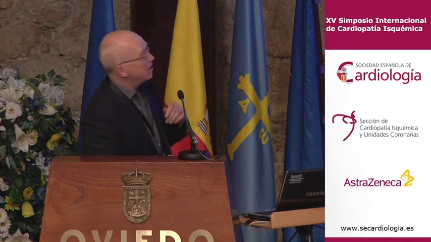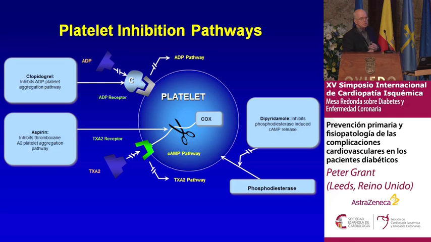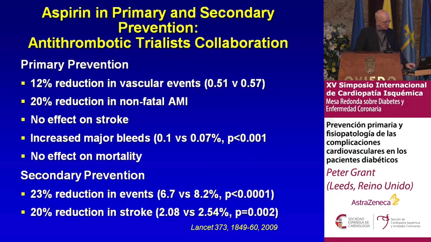So just finally, to end on platelets, because clearly the platelet is an important target in the primary prevention of cardiovascular disease, certainly in the non-diabetes population. There are a number of pathways, of course, which you'll be familiar with, which are involved in platelet inhibition. But in terms of primary prevention, up to the last few years, we've been giving aspirin to our patients with type 2 diabetes as a primary prevention initiative.